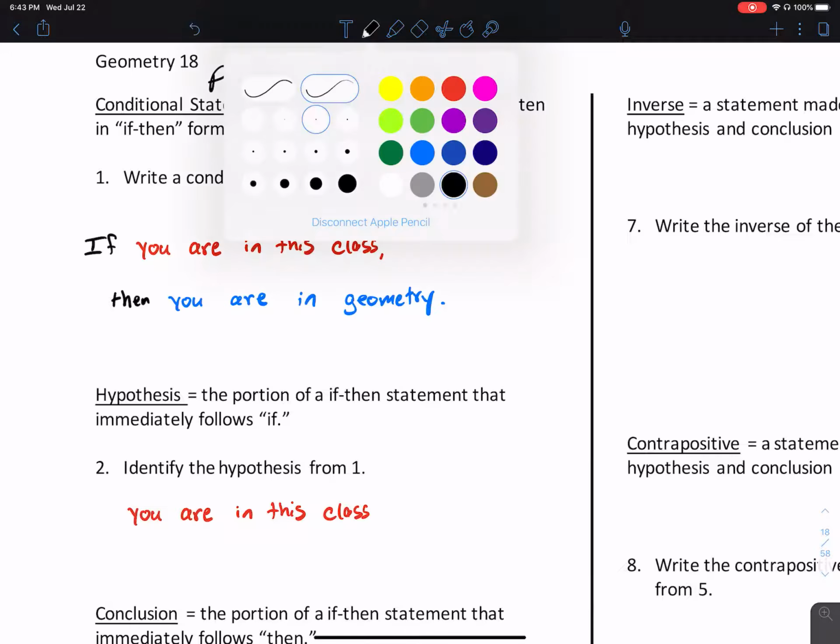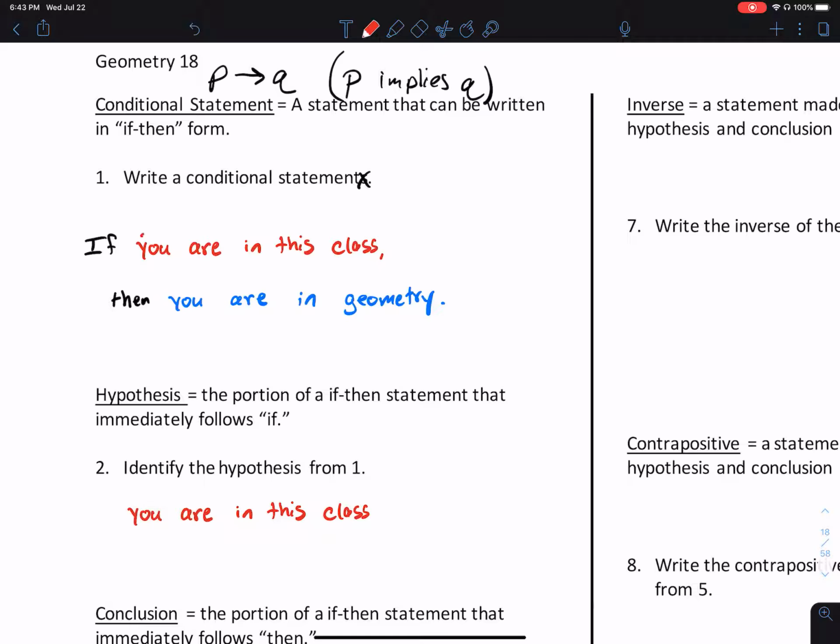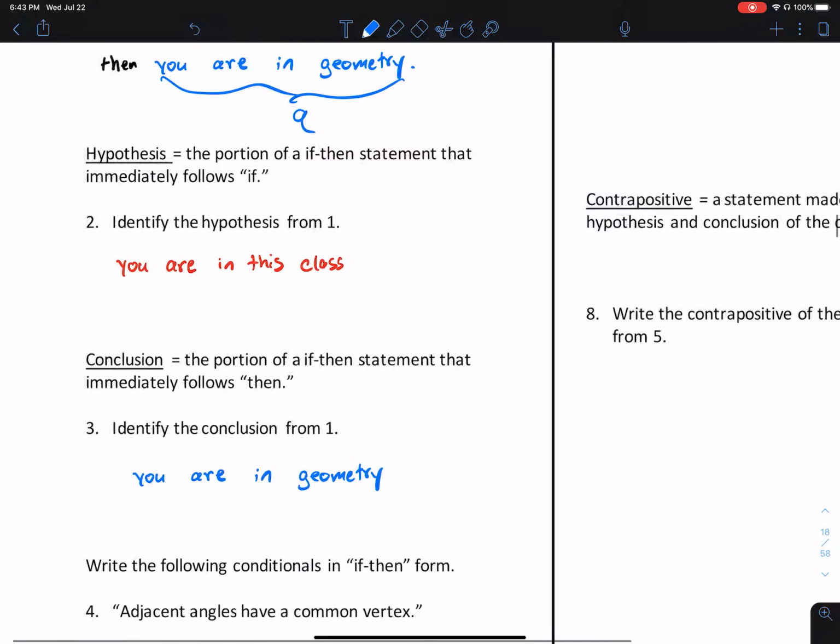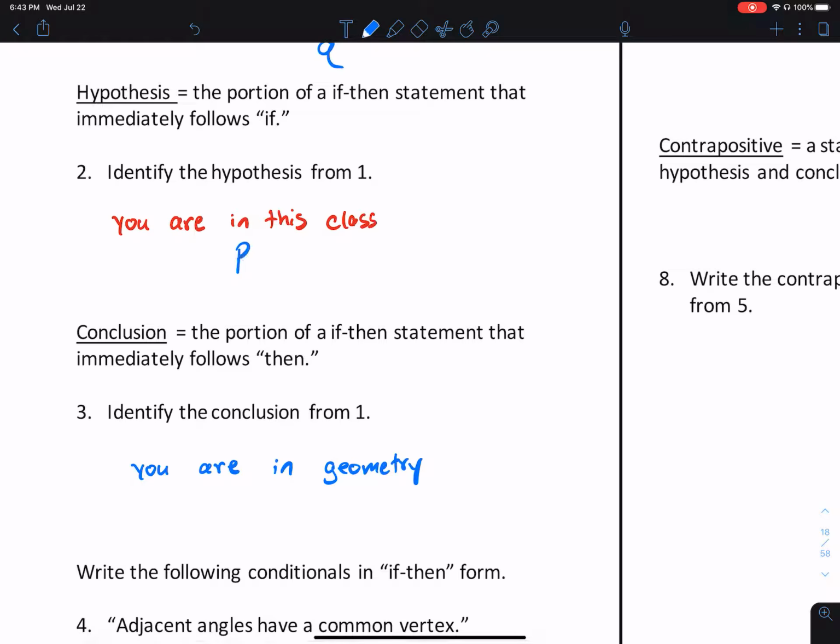P in this case is you are in this class. Q in this case, you are in geometry. P implies Q. So in number 2, this is what P is, the hypothesis. And number 3, this is what Q is, the geometry.